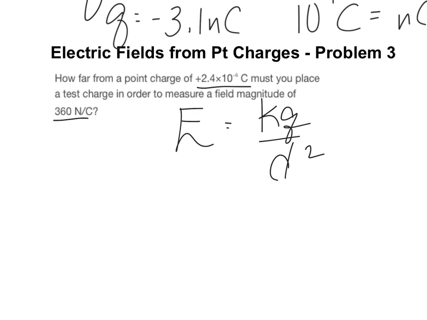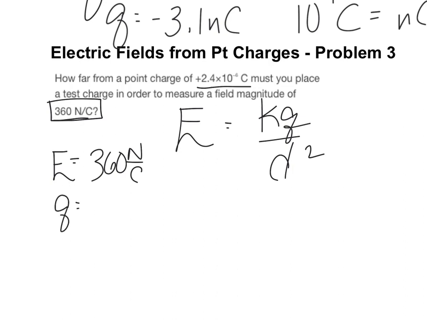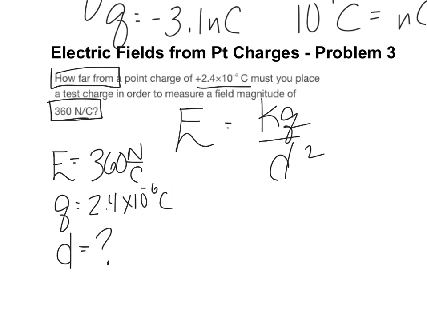So let's figure out what values we have. I've got an electric field of 360 newtons per coulomb. Our charge involved is 2.4 times 10 to the negative 6 coulombs. The question asked me, how far? That's probably my distance. And then, of course, there's the Coulomb constant K, 9 times 10 to the ninth newton meter squared per coulomb squared. Those are my 4 different variables here.